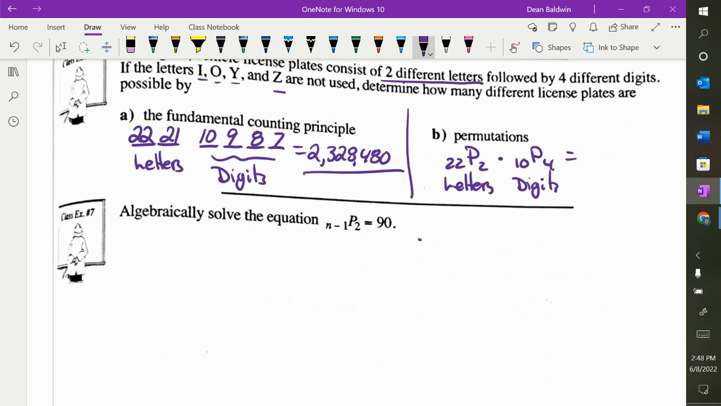Please make sure you can do that on your calculator. The first number is your choices. The second is how many you're actually picking. We're going to do that in a second. Did everybody get it?